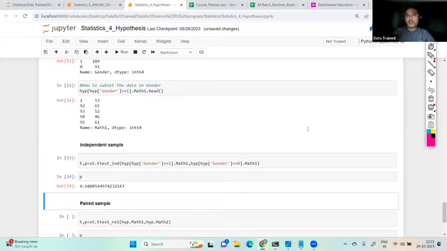P-value is 0.68. Is it less than 0.05? No, it is not less than 0.05, the alpha level, which means what?